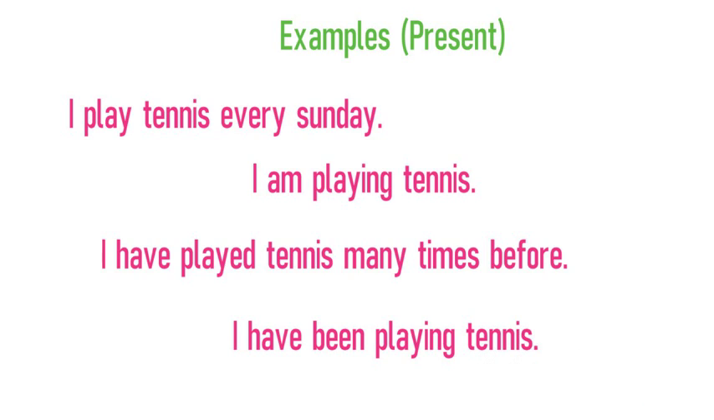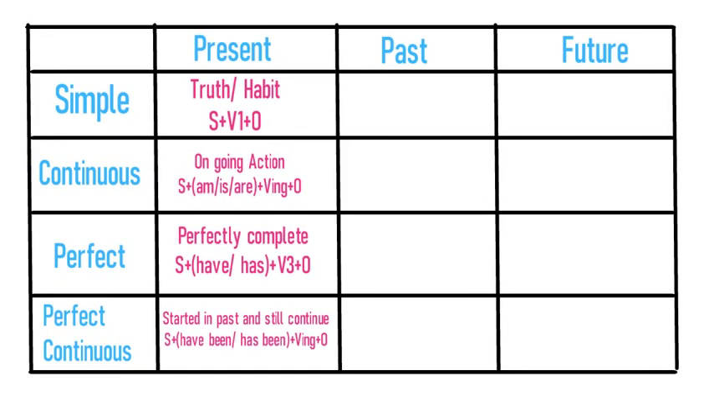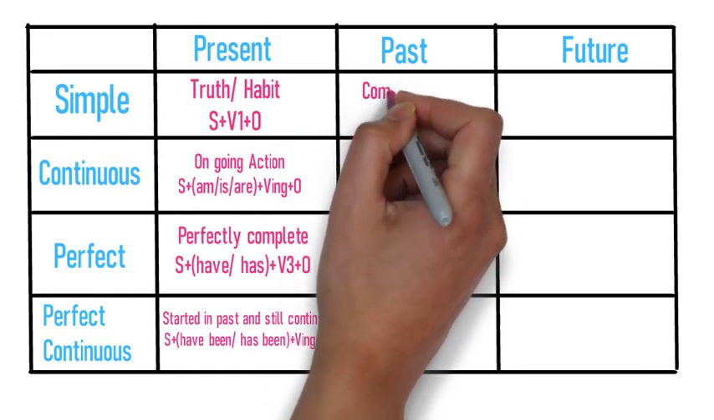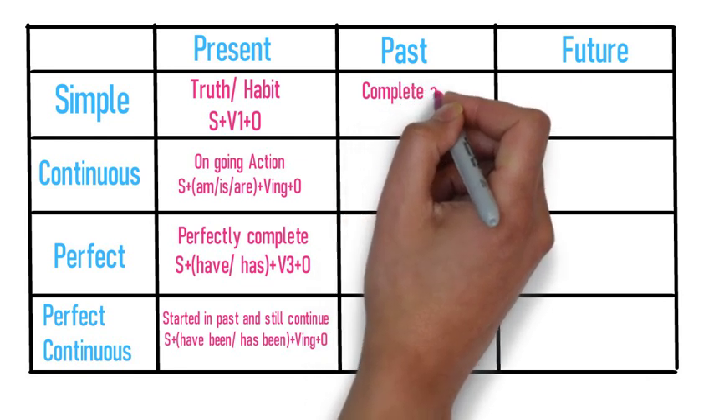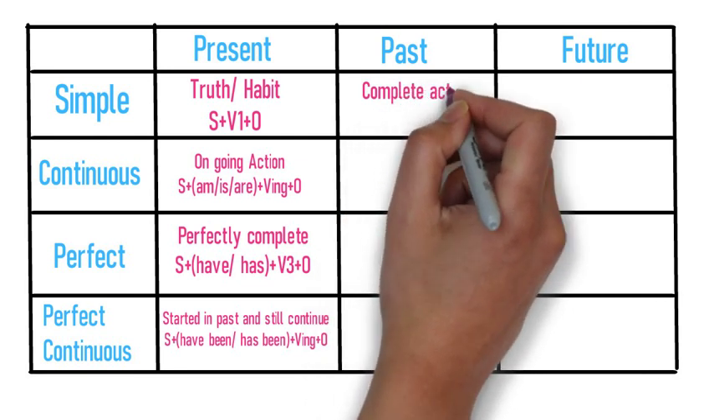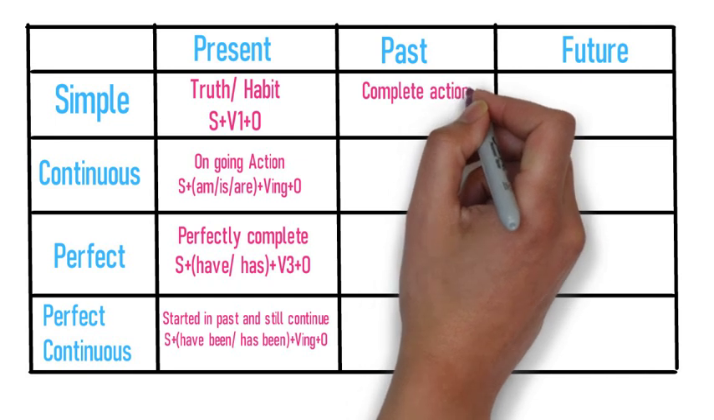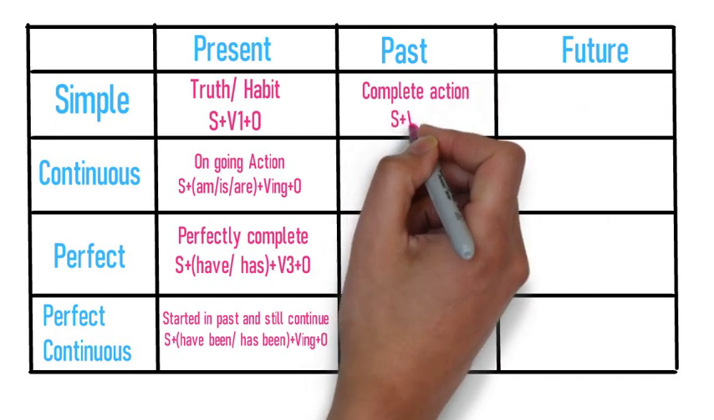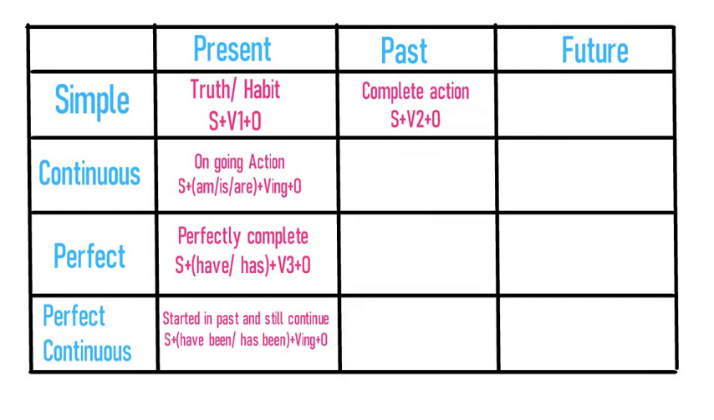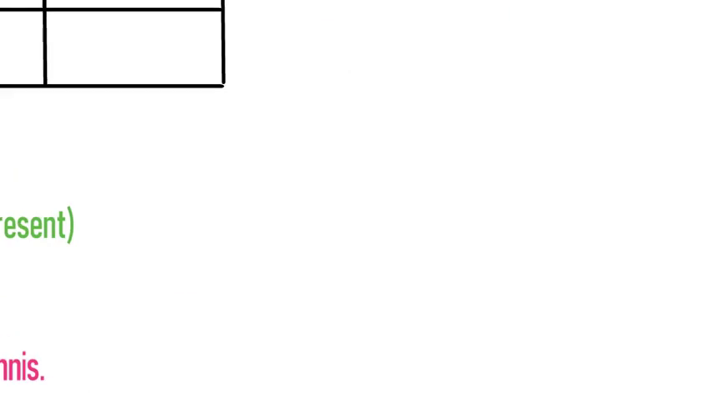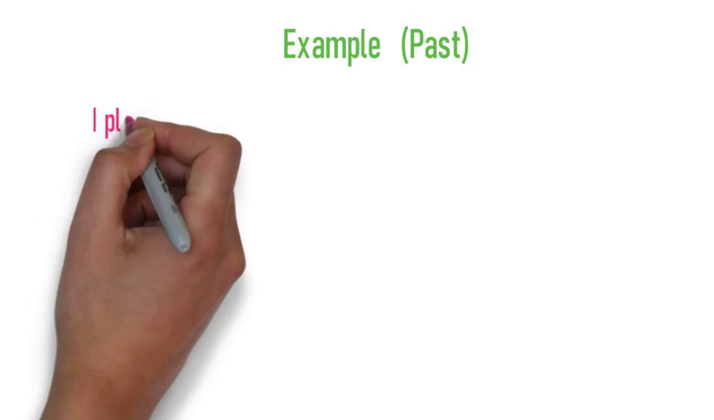Let's move on to the past tenses. The first one we will discuss is simple past tense. That is an action that has been completed in the past. The structure of simple past tense is subject plus second form of verb plus object. For example, I played tennis yesterday.